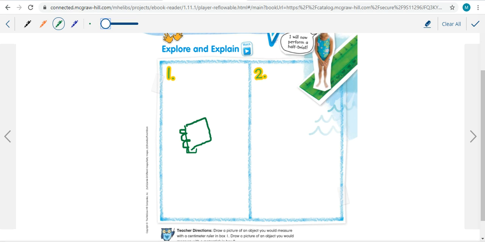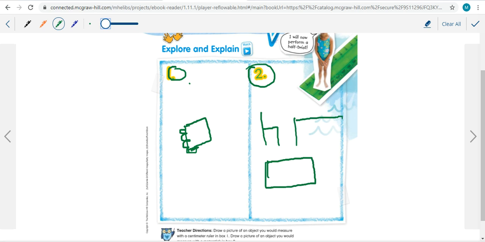Okay, so draw any object that you would like to draw, but it's an object that you will measure with an inch ruler. On box number 1, inch ruler. On box number 2, you will draw an object that you will measure with a meter stick. Now, you can measure a chair with a meter stick. You can measure the board with a meter stick. You can measure also the teacher's desk, because these objects are bigger.